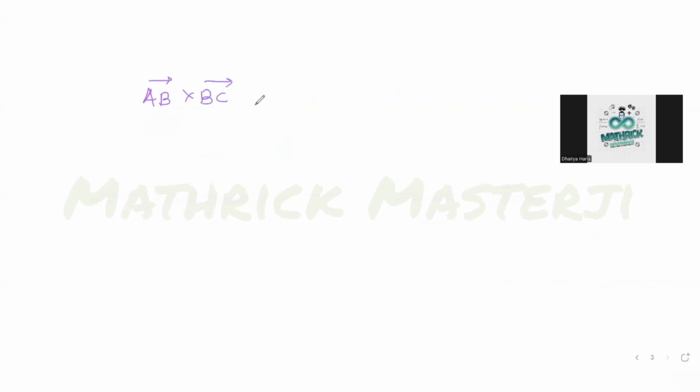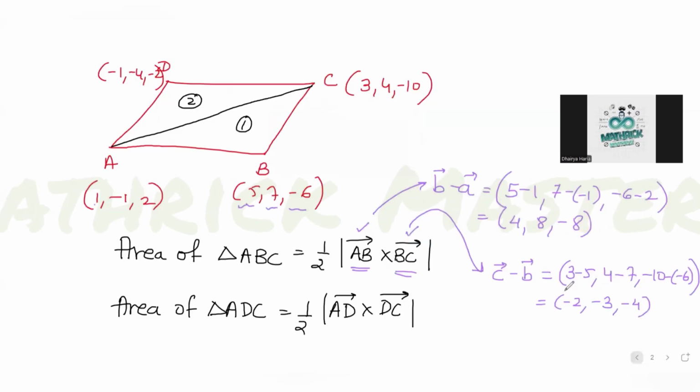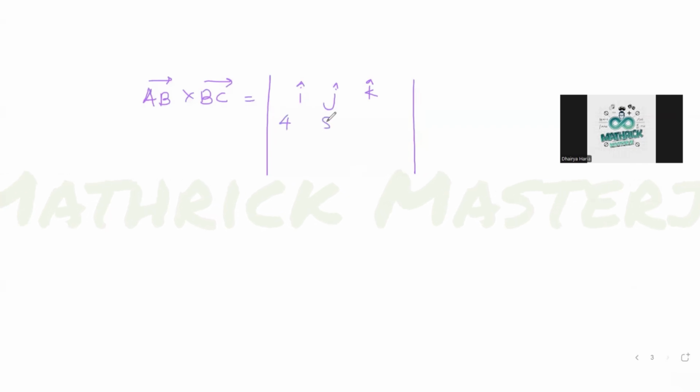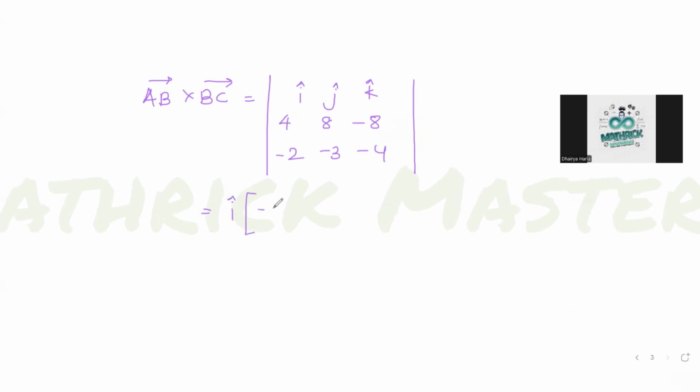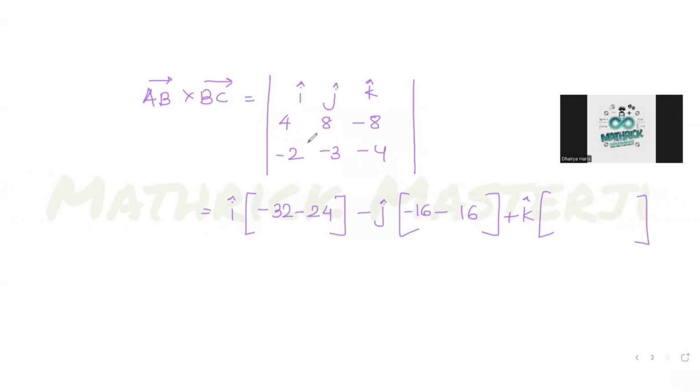Let's find the cross product of vector AB and vector BC. I can write i, j, k. Vector AB is 4, 8, -8, and for vector BC I have -2, -3, -4. Now let's use the idea of the determinant. I get 8 times -4, which is -32, minus -8 times -3, which is 24. Minus j, 4 times -4, which is -16, minus -8 times -2, which is 16. And plus k, 4 times -3, which is -12, minus -2 times 8, which is -16.